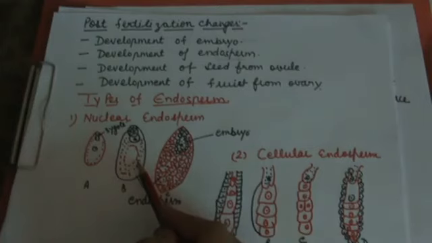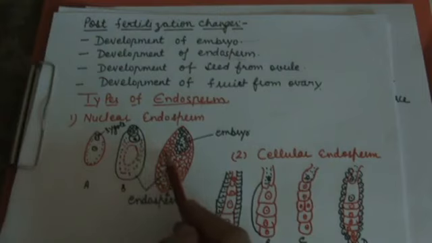Now, from here the second phase begins with the cleavage of the multinucleate peripheral cytoplasm. Cleavage means it starts developing a wall around each nucleus. Finally, all or most of the endosperm is converted into a cellular tissue by the formation of centripetal walls around all the nuclei. This is the final nuclear endosperm.